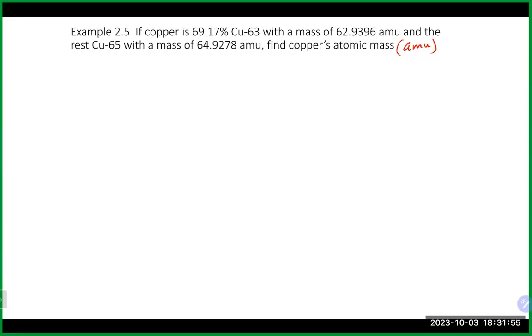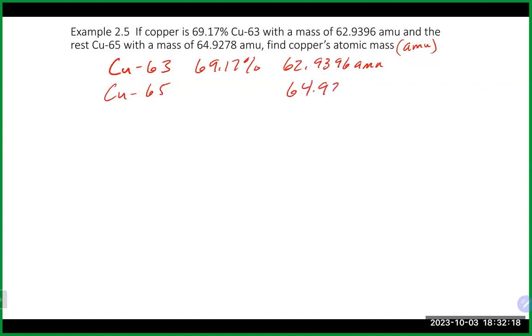Okay, let's take a look. So we're given two isotopes of copper. We have copper 63, and it occurs 69.17% of the time, and it has a mass of 62.9396 AMU. We also have copper 65 here that has a mass of 64.9278 AMU. Once again, they did not give us the percentage of our copper 65, assuming probably correctly in this case that there are just these two isotopes, so all the naturally occurring ones.